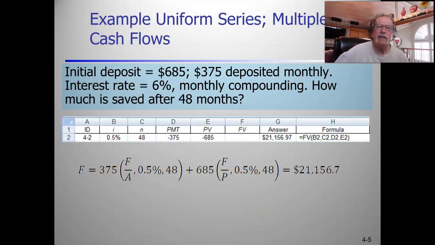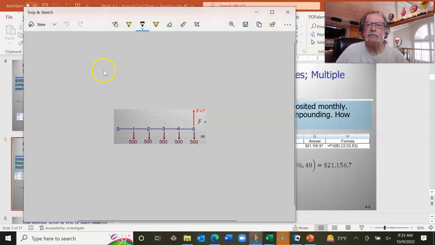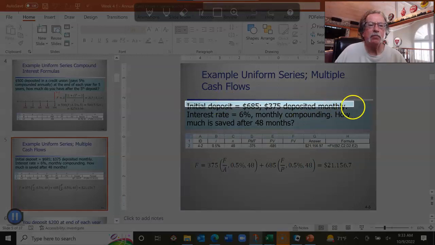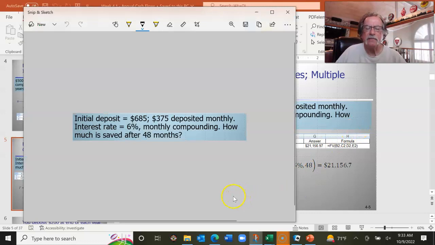So let's say we have a similar thing. You want to save some money, and we are going to deposit $685 in the bank and then $375 monthly. How much will you have after 48 months? So let's just do this. So we have a similar example to the prior one. However, we have 48 deposits.